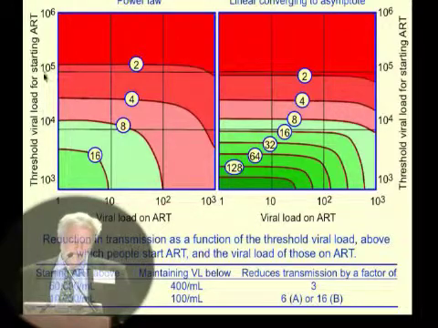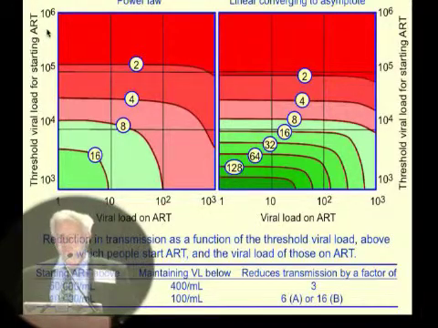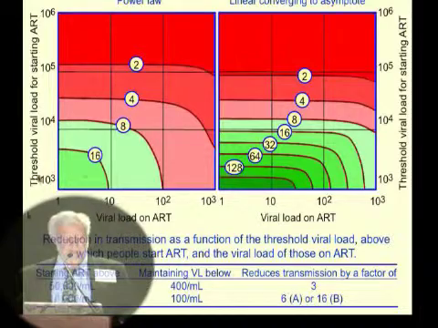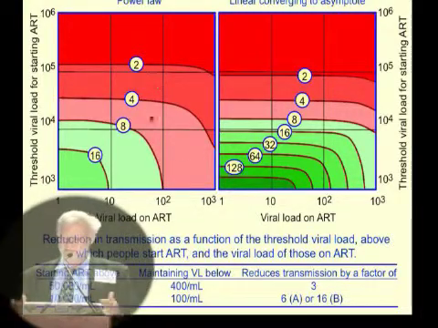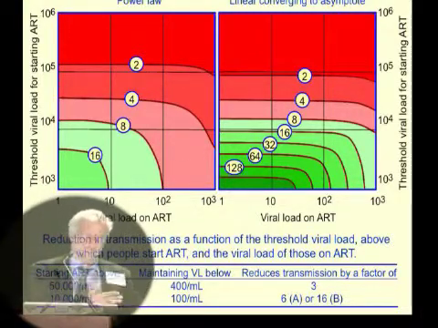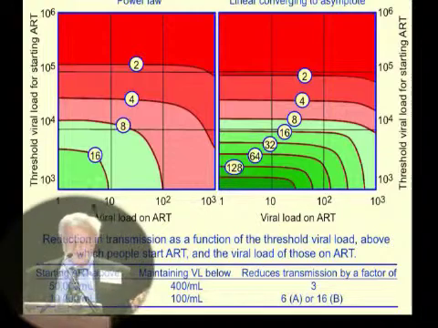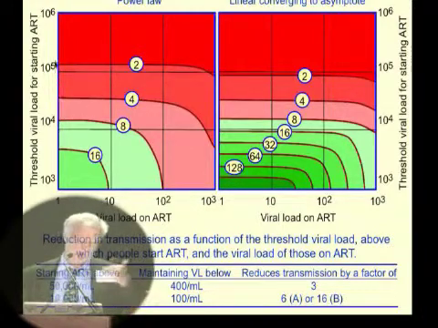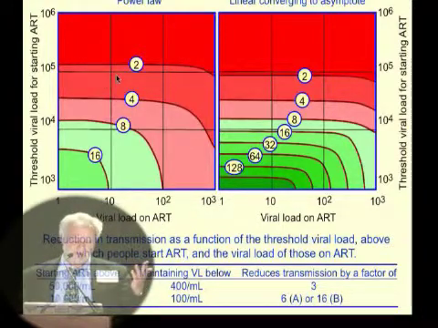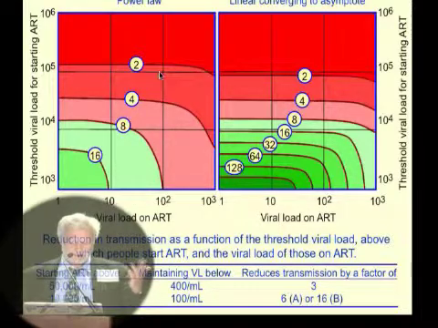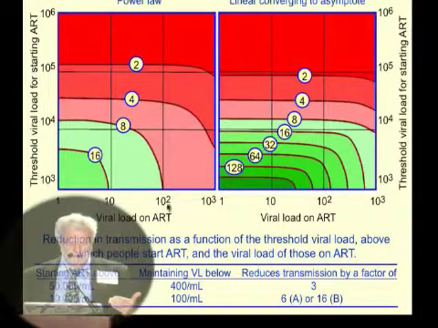The vertical axis is the threshold viral load at which you start antiretroviral therapy. The horizontal axis is the viral load you get when people are on ART. So you might, for example, say, well, we're going to put everybody above 10 to the 5 on therapy. We might then say we think we can reduce viral load to 100.